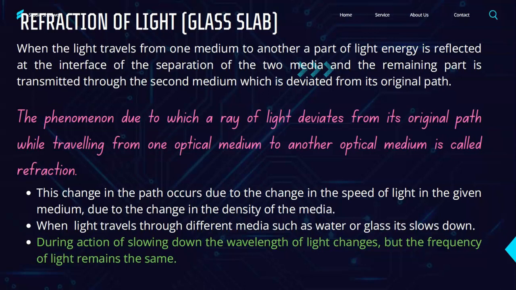Important. During the action of slowing down, the wavelength of light changes, but the frequency of light remains the same. One quantity that changes is wavelength, and one quantity that does not change, that remains unaffected, is the frequency of light.